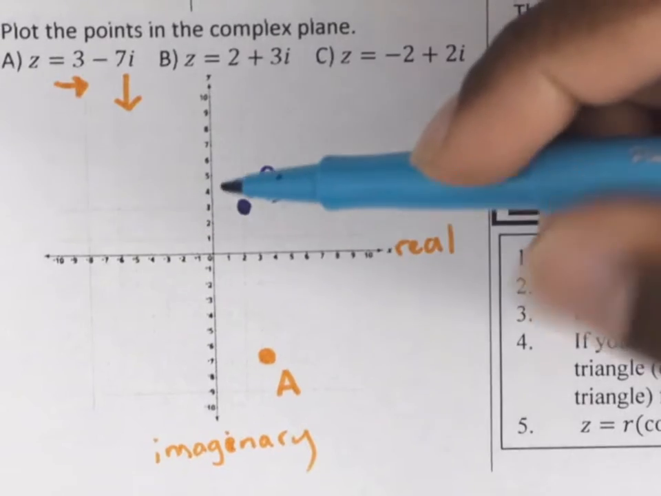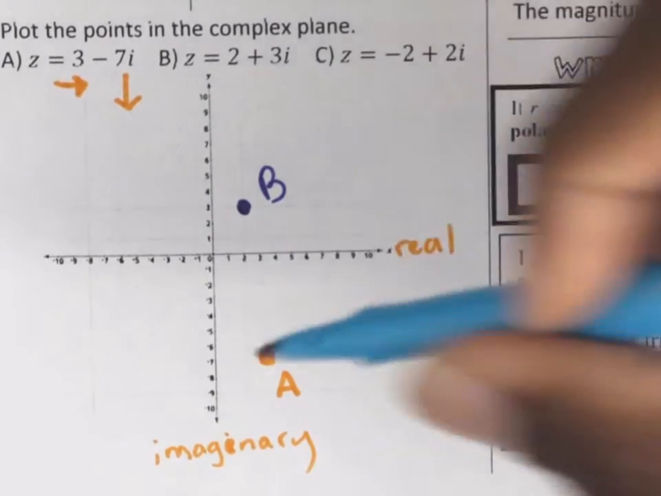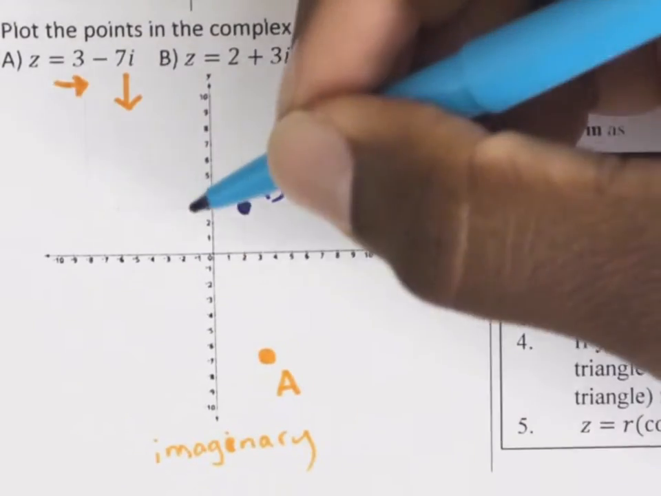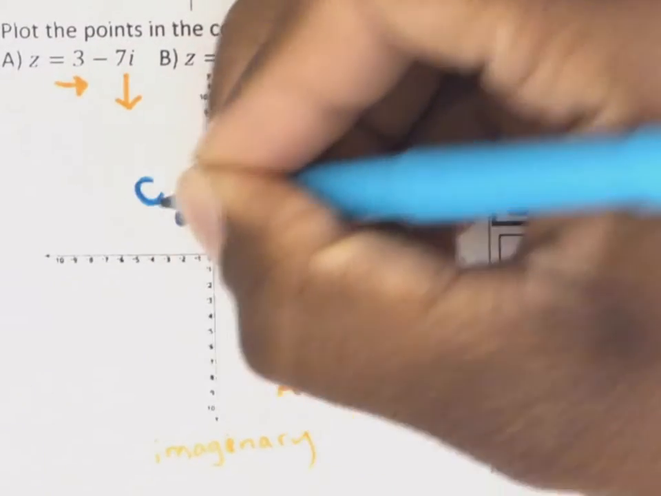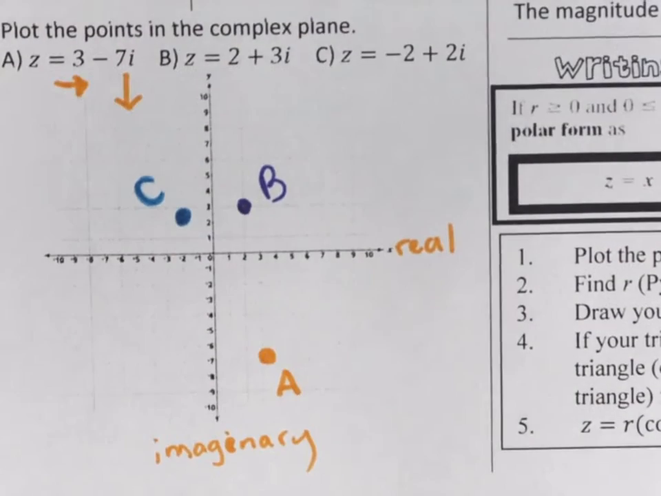How do I get to point C? Left 2, up 2. Yep, 2.